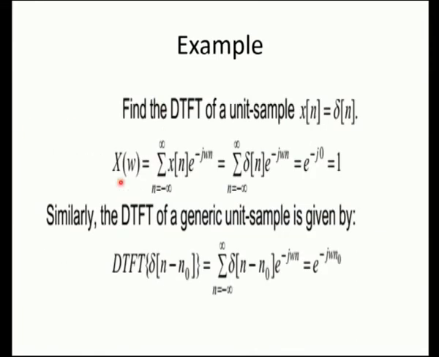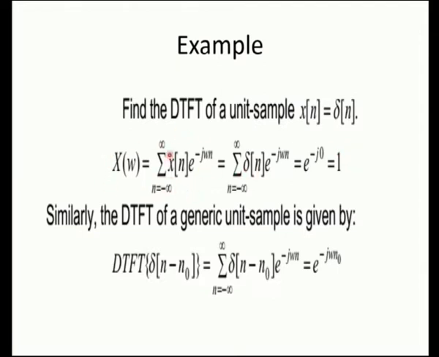Now we will solve some examples. First, find the DTFT of the unit sample signal. We take the input signal as x of n equal to delta of n. This is the representation of the unit sample, so its value becomes 1.